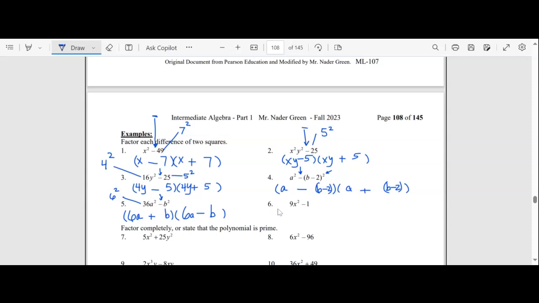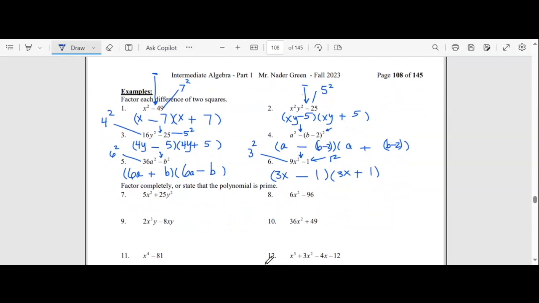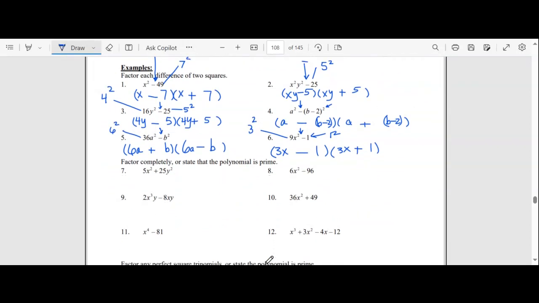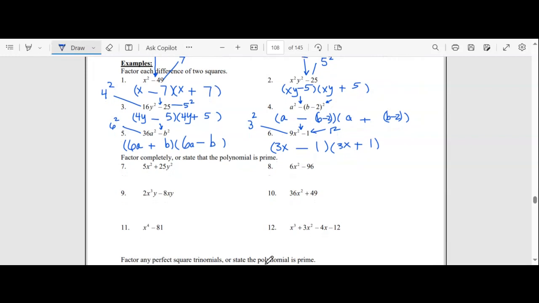Okay. Number 6. Here 9 is what? 3 squared. And we have a negative in the middle. And this one can be 1 squared. So it's a difference of squares. So it's going to be 3x, 1, minus, plus. Let's go for the second part here. Factor completely or state that the polynomial is prime. Prime means it doesn't have factoring. Okay. So let's go for the first, number 7.